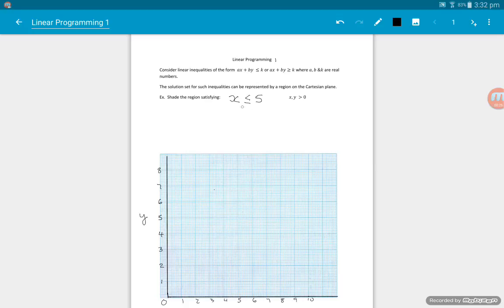Our first step is to rewrite this inequality as an equation, x equal to 5. And we will now draw the line which represents x equal to 5 before we identify our region. The line x equal to 5 is a vertical line passing through x equal to 5.